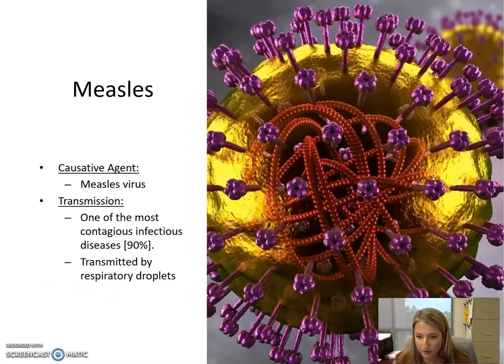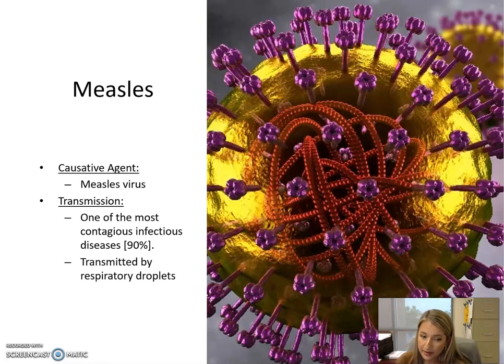So the first one we're going to talk about is measles. So as far as the causative agent, it's fairly easy. Measles is caused by a virus, and that virus is known as the measles virus. Measles is a highly contagious disease. There is a 90% chance that you will get infected with measles if you are exposed to someone that actively has measles. And again, that's assuming that you have not been vaccinated and have not had measles prior to exposure, because obviously in those cases you would have immunity.